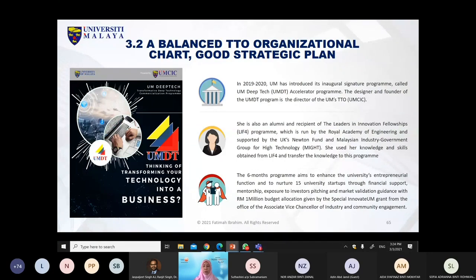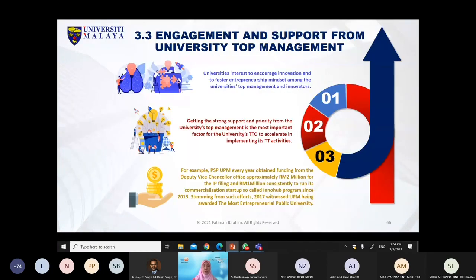The demo day was conducted last Saturday, and we had about 150 participants that listened to their pitch, and 90 venture capital and angel investors, and we are already in the process of establishing 14 startups. So this is what we call an express way to have a spin-off. So engagement and support from the university top management is very, very important. So it's very important for the university.